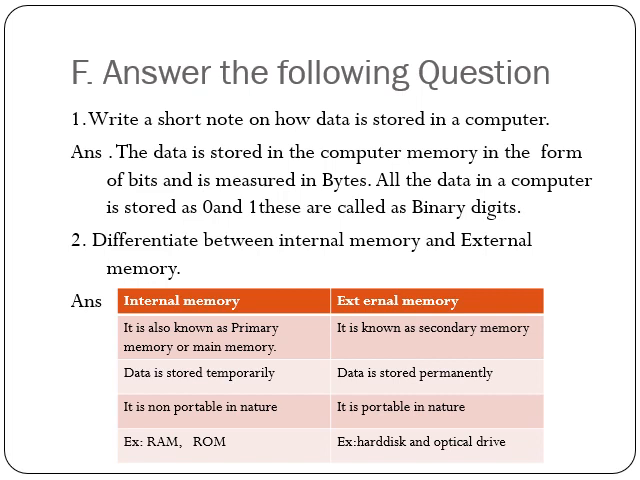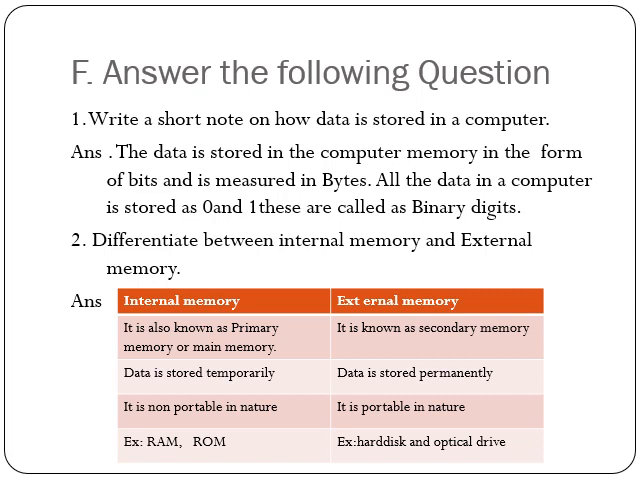Write a short note on how data is stored in a computer. The data is stored in a computer memory in the form of bits and is measured in bytes. All the data in the computer is stored as 0 and 1, and these are called binary digits.